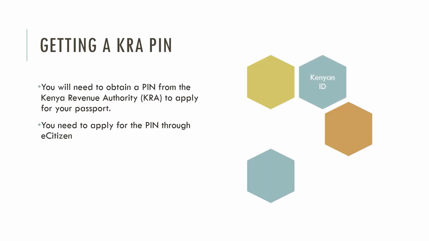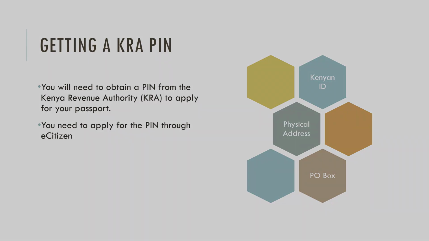So the first is obviously a Kenyan ID. This should be standard fare. Have that ready. You will need a Kenyan physical address, and we will look at the site real quick, how it looks and how it takes this information, but that's also going to be a required piece of information. And finally, a Kenyan PO box. So these three pieces of information are going to be necessary to actually complete the application, which we're going to look at here in the next few moments.